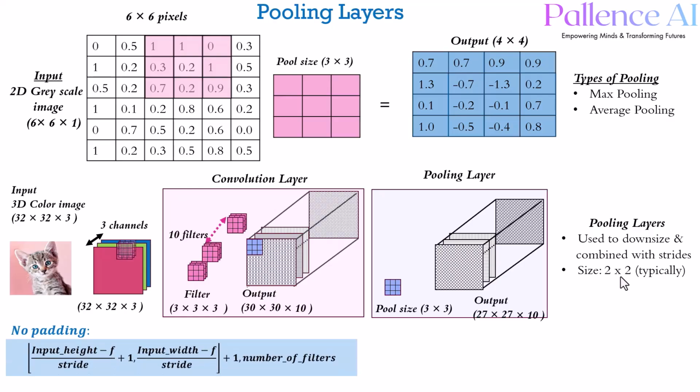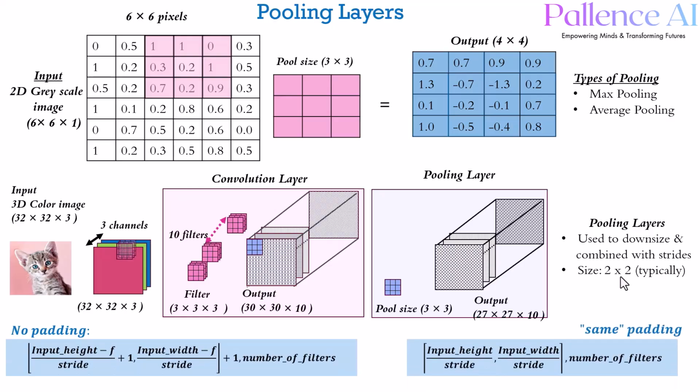The formulas are again pretty much the same. There is no difference. Whatever formula we use for the convolutional operations to determine the output shape, these formulas are for the output shape. So for no padding, this is the formula. If you pad, this is the formula. So these formulas I'm showing for the pooling layer are the same as for the convolutional layer. But hopefully you understand the concept here.